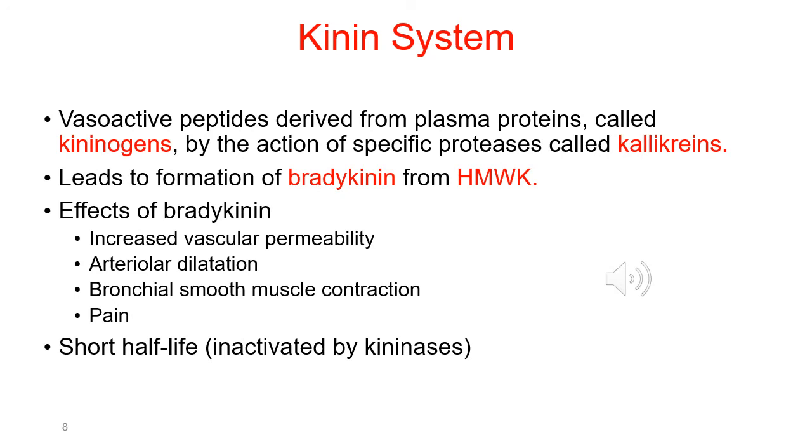The second system of these plasma proteins is called the kinin system. These are vasoactive peptides which are derived from plasma proteins called kininogens by the action of specific proteases called kallikreins. This will lead to the formation of bradykinin from the high molecular weight kininogens. The effect of bradykinin on inflammation is increasing vascular permeability and arteriolar dilatation, as well as bronchial smooth muscle contraction and pain. It has a short half-life and is inactivated by the kininases.